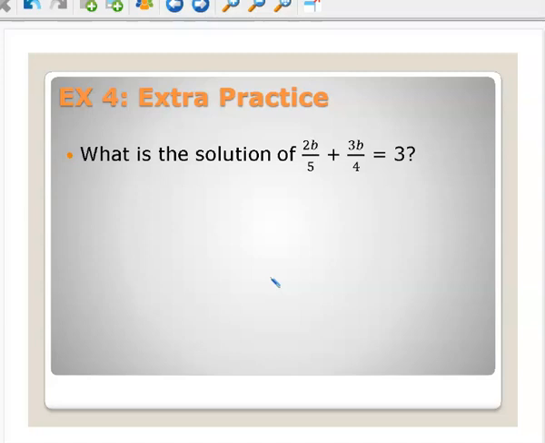Okay, so let's see what our solution looks like. Aha! Your solution, 60 over 23. Now that's an improper fraction. It's not really a very friendly number. That's okay. It doesn't mean it's wrong. Okay, so again, go back through. If you did not get this answer, bring it to class with your questions, and we'll go over this one.